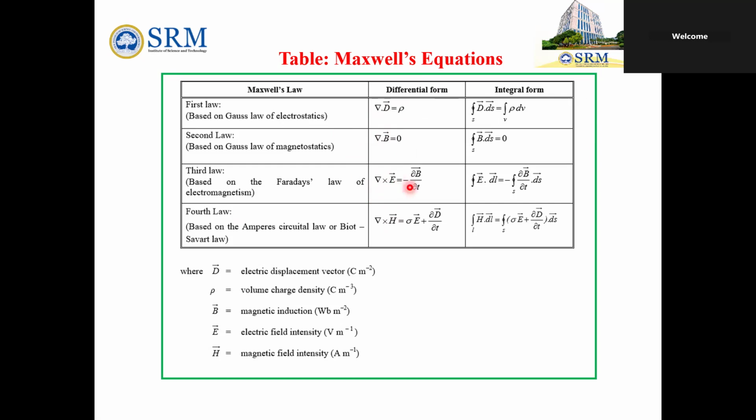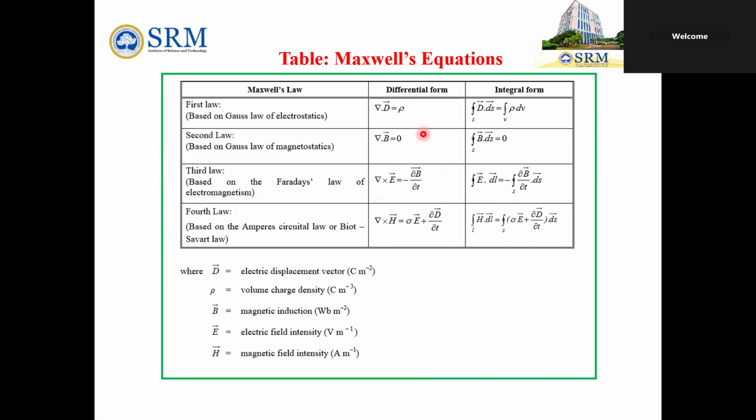The final value is dou B by dou T, a partial derivative, and the integral form of this equation is closed line integral of E dot dl equal to minus surface integral of dou B by dou T dot ds. We will prove this equation in Maxwell's third equation. And the fourth equation is Ampere circuit law. In Ampere circuit law, curl H is equal to sigma E plus dou D by dou T. This is the differential form of the Maxwell fourth equation. Curl E equal to minus dou B by dou T is the differential form of the Maxwell third equation.